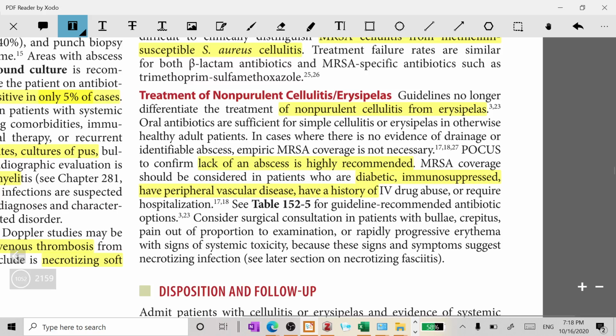MRSA coverage should be considered in patients who are diabetic, immunosuppressed, have peripheral vascular disease, or have a history of IV drug abuse, or require hospitalization. So we'll look at another table. If there is any bullae, crepitus, pain out of proportion to examination, or rapidly progressive erythema with signs of systemic toxicity, necrotizing infection must be ruled out.